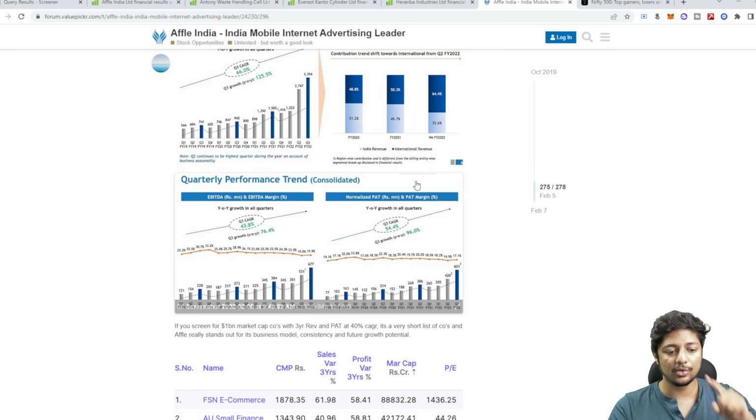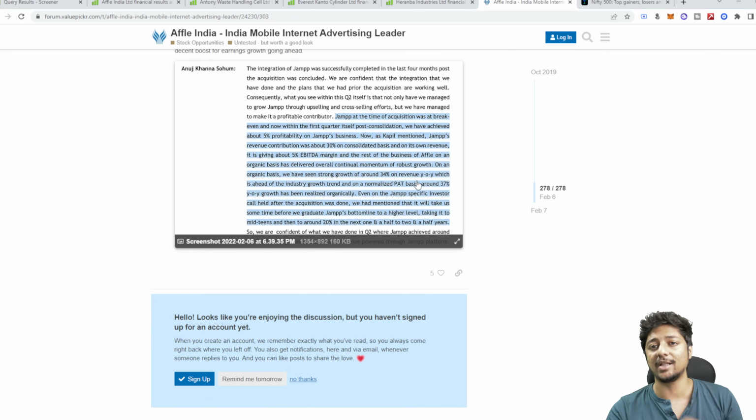So you need to do all of this and read all of this, and then finally you'll realize whether this stock is good or bad. It's not good or not bad.